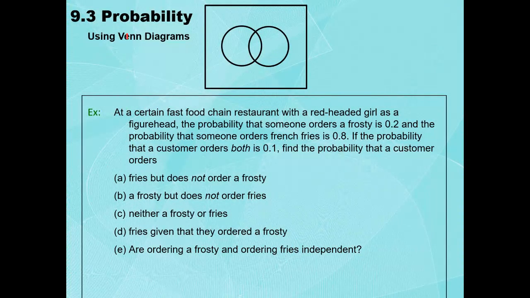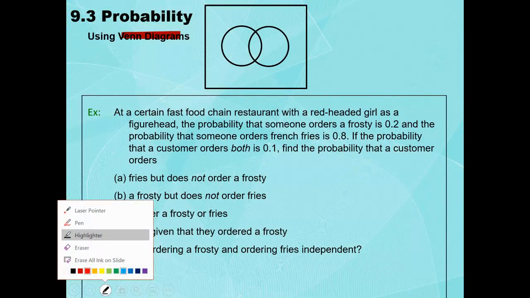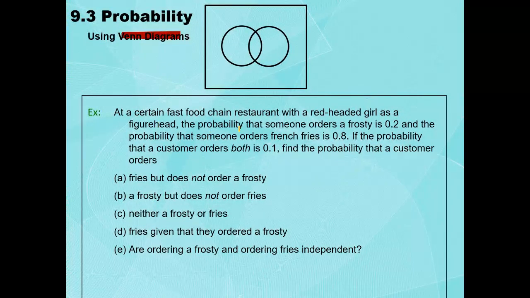So let's keep going with Venn diagrams here. At a certain fast food restaurant chain with a redheaded girl as a figurehead, well, what could this be? The probability that someone orders a Frosty is 0.2. The probability that somebody orders French fries is 0.8. The probability that a customer orders both is 0.1. Find the probability that a customer orders all of these things.